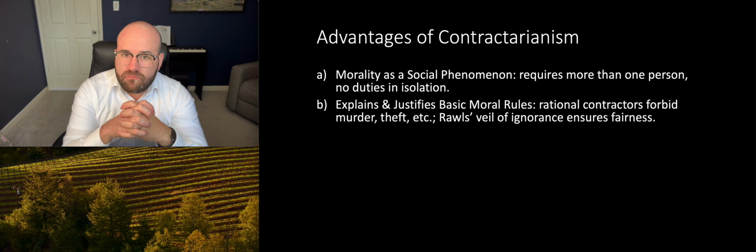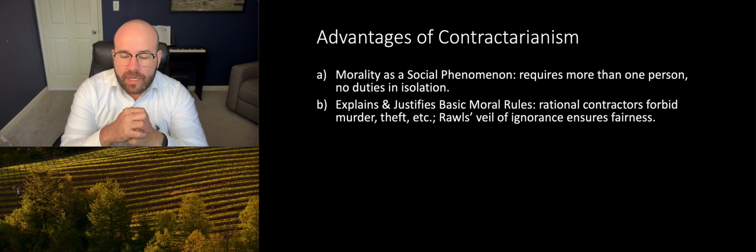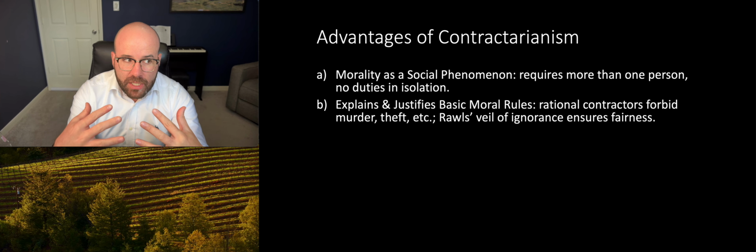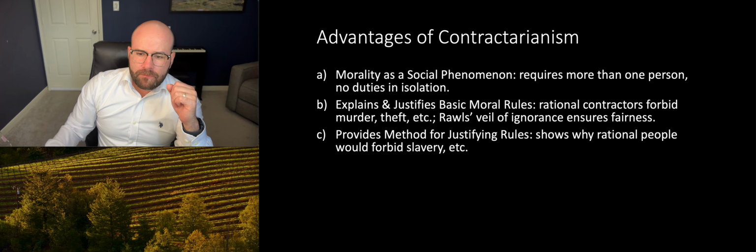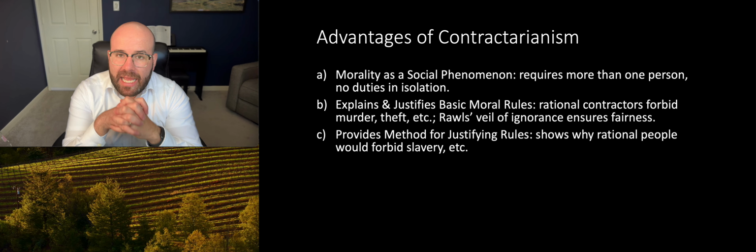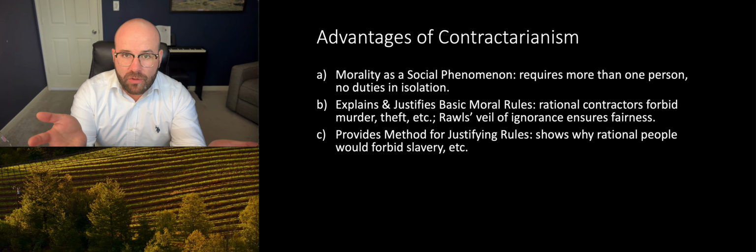And again, we already went over this, but it's worth explaining. It explains basic moral rules, right? Like, we understand now why murder, theft, etc. are wrong, because behind the veil of ignorance, we would all agree that we should distribute these protections to individuals, these rights and liberties, right? And not only do we get the idea that murder is wrong, but we get an explanation as to why murder is wrong, right?